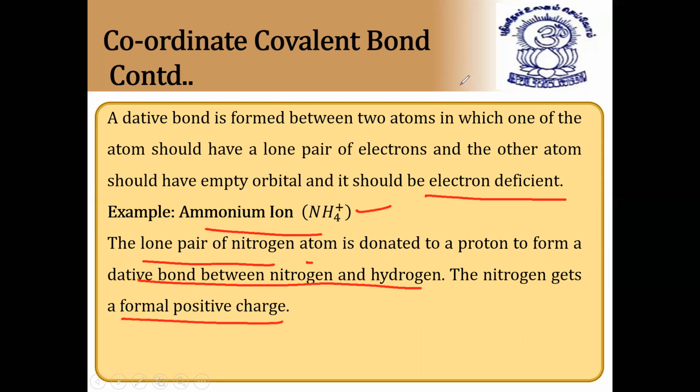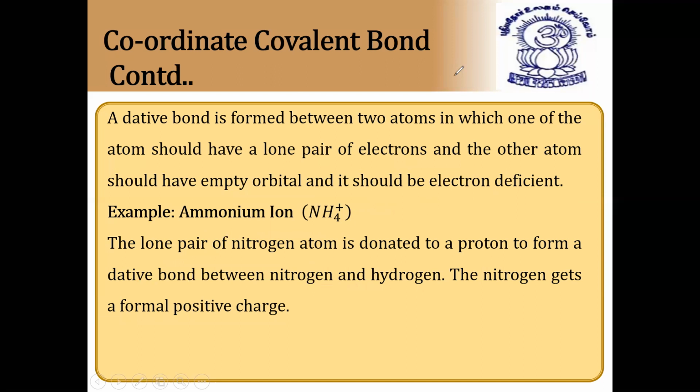So I hope it is clear. This is called coordinate covalent bond, also called dative bond. Nitrogen has 3 electrons that it shares, and 2 more electrons it donates to a proton. Proton is nothing but H plus. Finally, forming one hydrogen will share 1 electron and the proton will take 1 electron, due to which it forms NH4 plus. NH4 plus formation is very, very important. I hope it is clear.